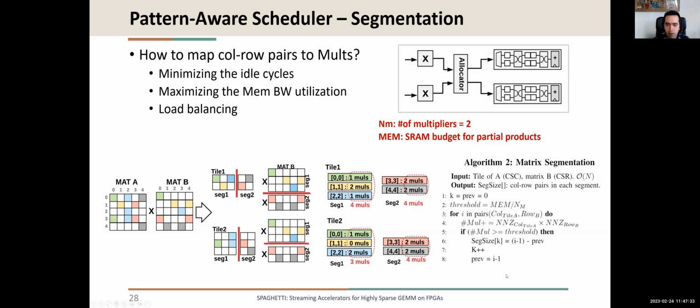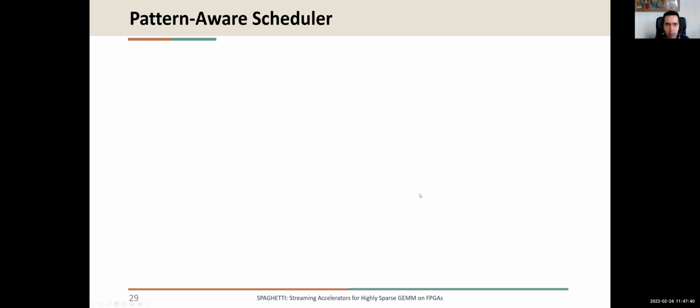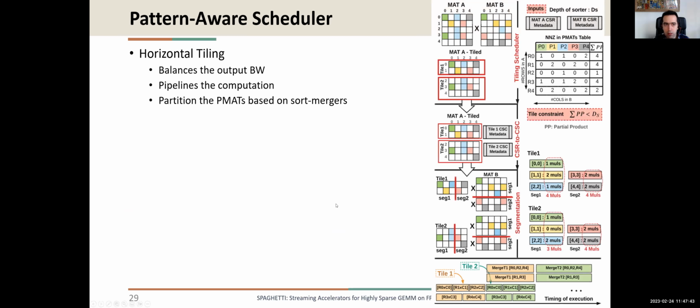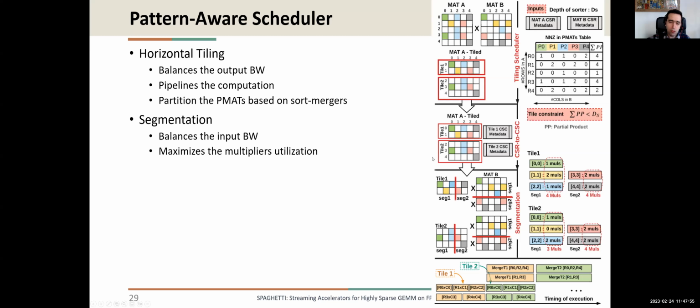Again, this is the algorithm. I don't want to go into details, but this is what we are doing. In this slide I can show you a summary of the tiling approaches. So we take 2 matrices, we do the horizontal tiling first, then we do the segmentation. In this case, for every tile, we need to do a CSR to CSC conversion, and that is the drawback of this approach, but we have to do that.